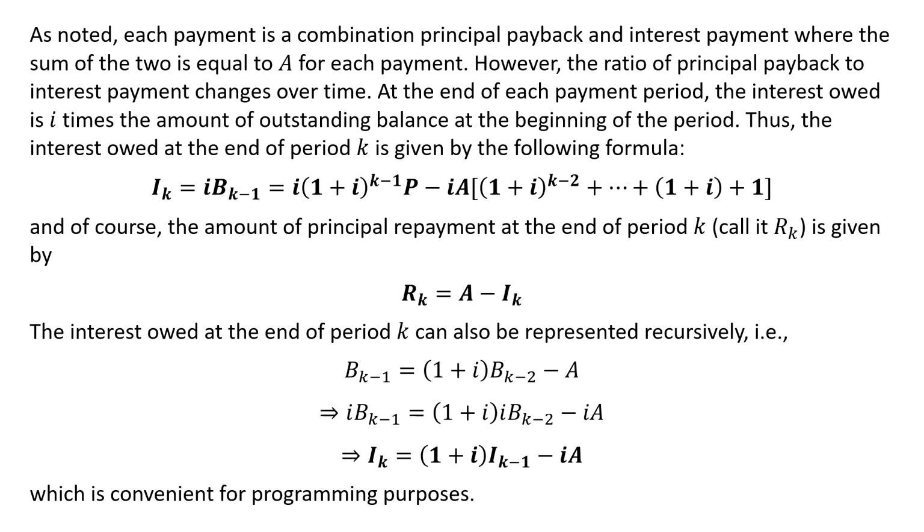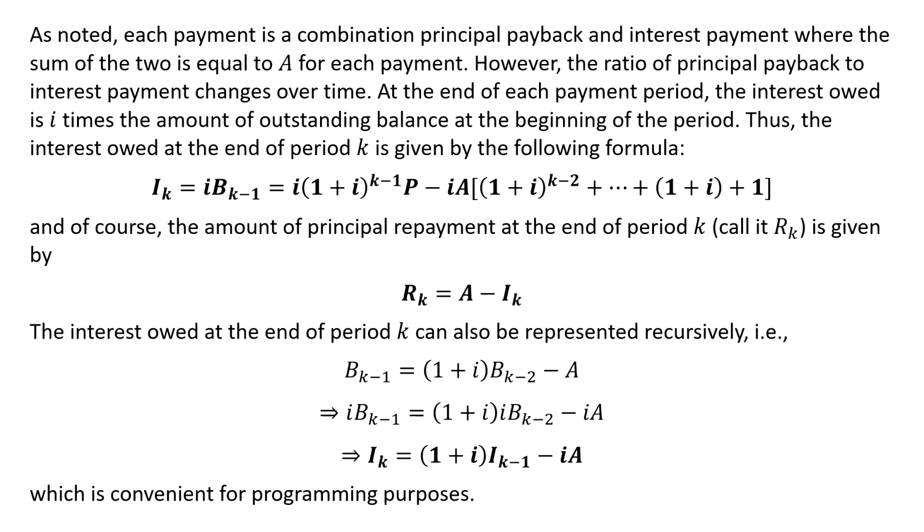Each payment is a combination of principal payback and interest payment where the sum of the two is equal to A. Remember, A remains constant. However, the ratio of principal payback to interest payment changes over time, and we'll see that in an example.